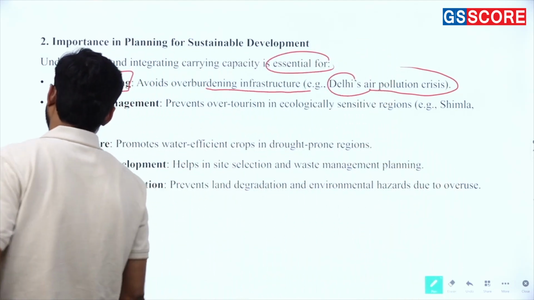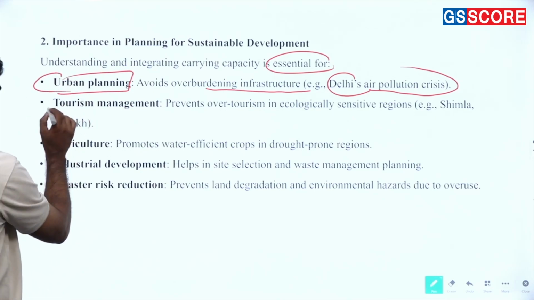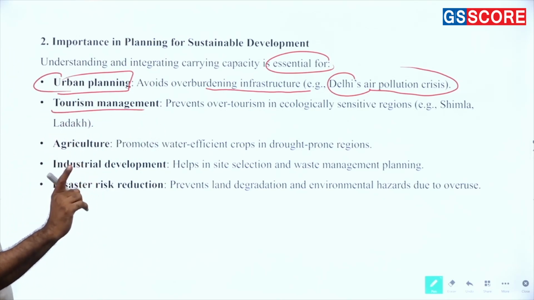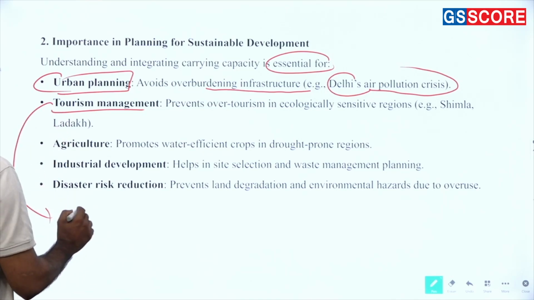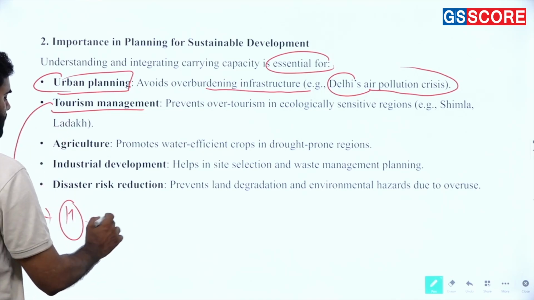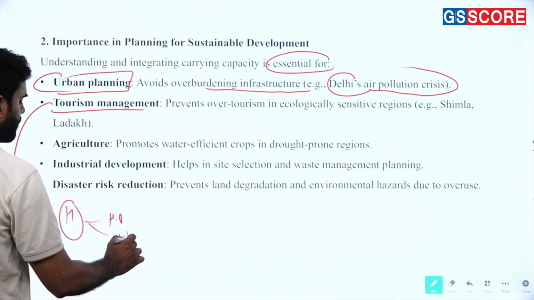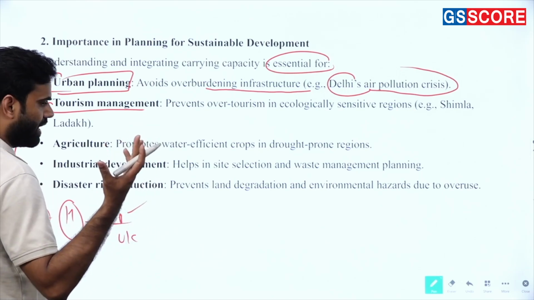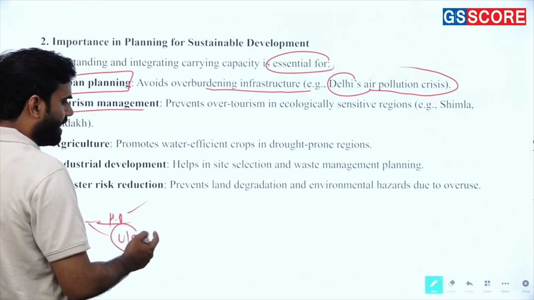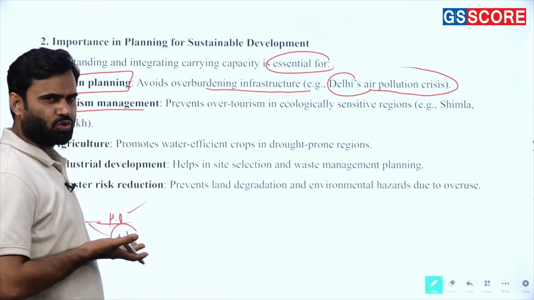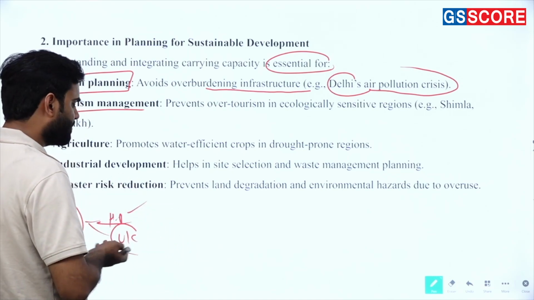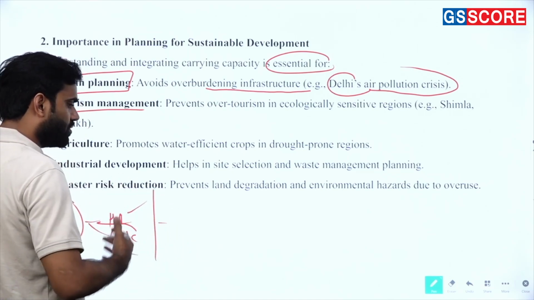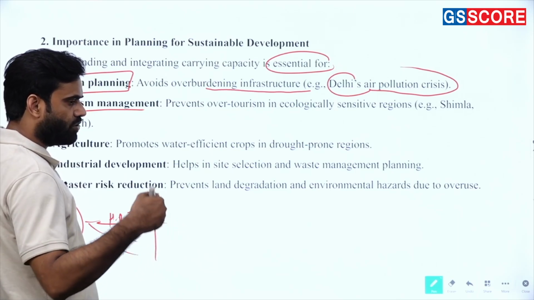Next one, tourism management. Prevent over-tourism in ecologically sensitive regions like Shimla, Ladakh. I'm saying the hilly areas from HP and UK: Manali, Shimla, Dharamshala. And Mussoorie, Ranikhet, a number of important hill areas are also in UK. You know that these two states highly depend on tourism.